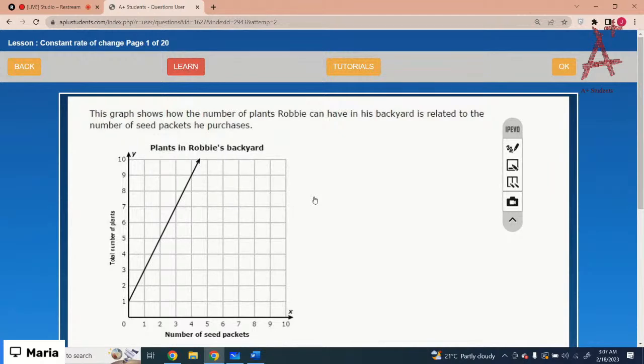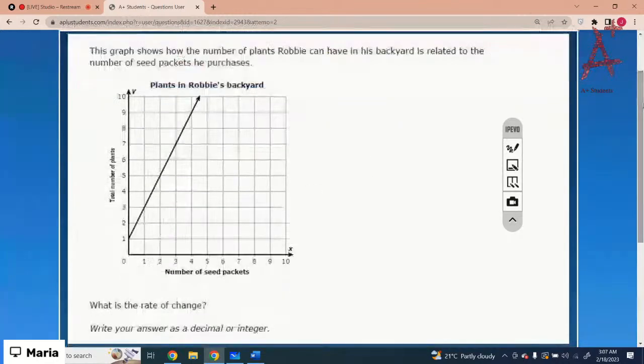Okay, so the first one is: the graph shows how the number of plants Robbie can have in the backyard is related to the number of seed packets he purchases. What is the rate of change? So you are given a graph, you have to calculate the slope, the rate of change of the graph. Got it? So let's select any 2 points on the graph and then we'll calculate the slope of the graph. Got it?